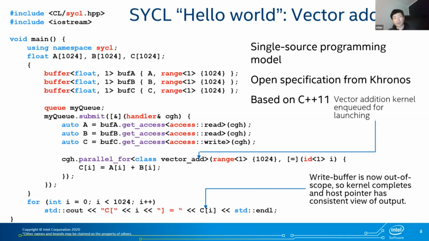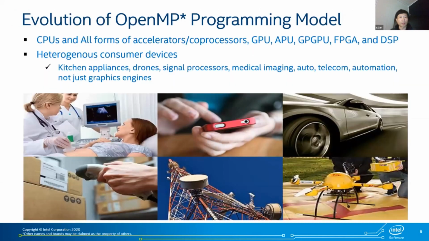All right. Any questions so far? If not, we can move to the second part about the C++ OpenMP part.